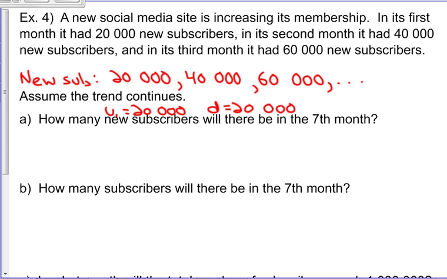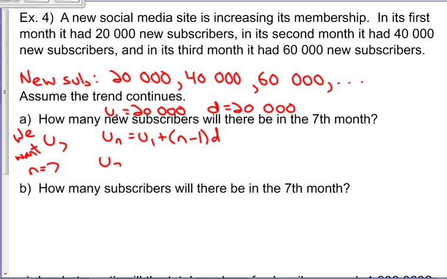So how many new subscribers? Is that going to be U7 or S7? It's just going to be the 7th term in this sequence. That's what we're looking for. So think about our different formulas. Here's the one for a specific term in a sequence. If we want U7, then n is 7.